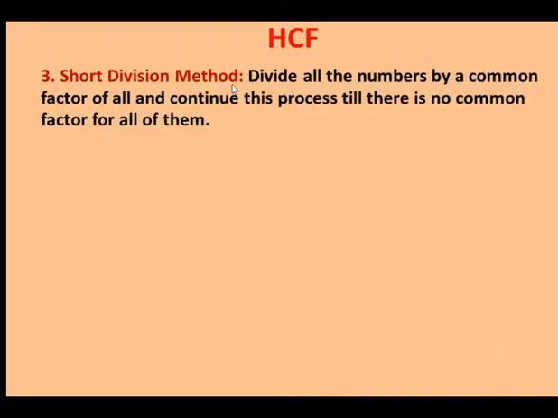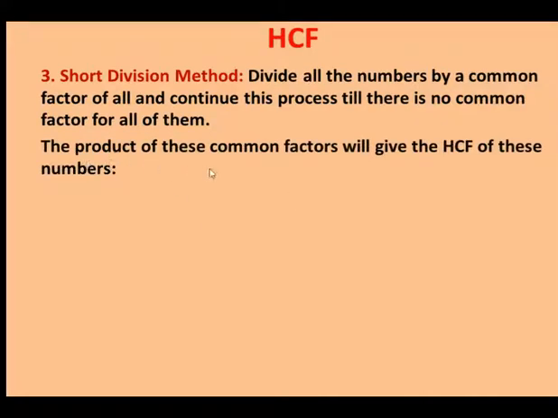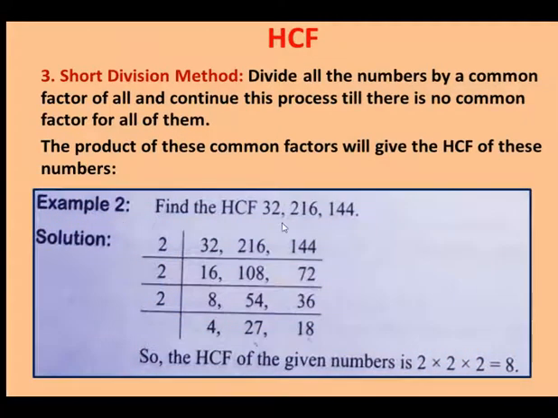Then we have the short division method. Divide all the numbers by a common factor and continue this process till there is no common factor for all of them. The product of these common factors will be the HCF. As an example, we have taken 32, 260 and 144. Now we will find the common factors of these three numbers together. So we divide by 2, as all the numbers are divisible by 2.